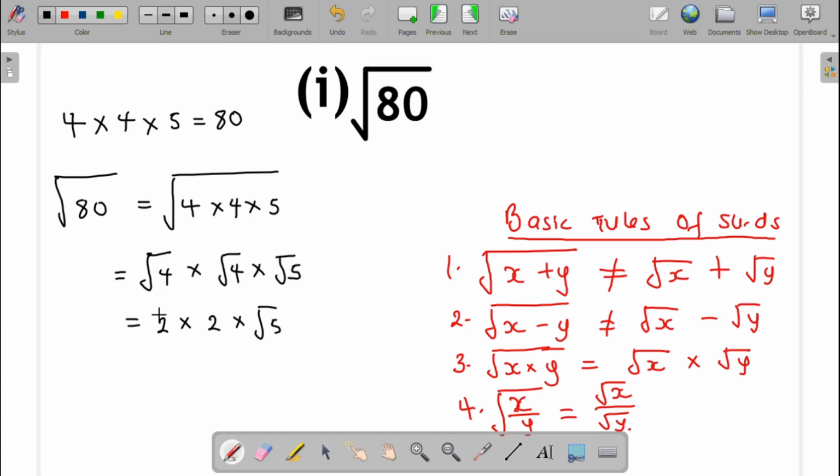Now, 4 is a perfect square number. 2 times 2 will give us 4. Good. Now 2 times 2 will give us 4, times root 5. This is equal to 4 root 5. Now this becomes our final answer to this question. Root 80 is equal to 4 root 5. This is the simplest form of root 80. Now going to the next question.